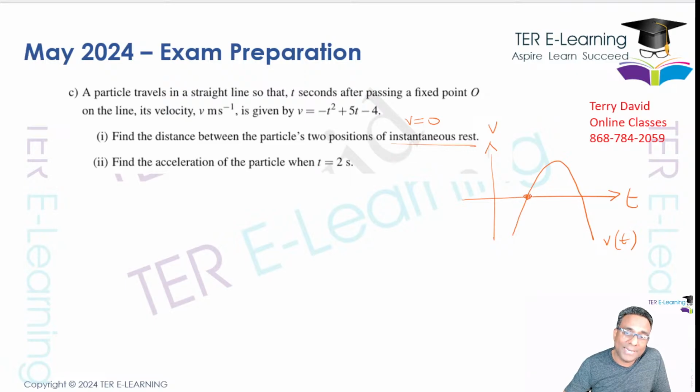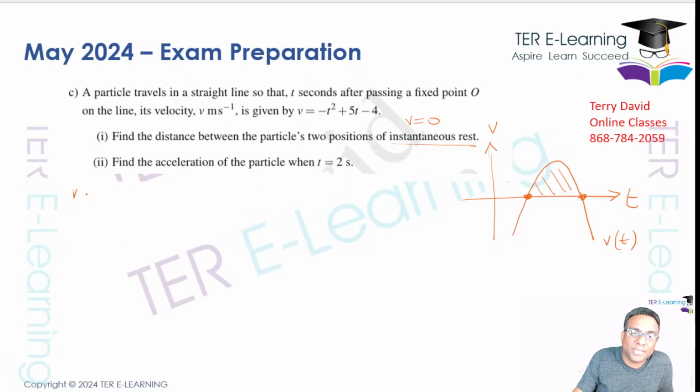So v is 0 here and here, right? Those are two times, and we don't know what those two times are. But we want to work out the distance between those two times. So therefore, this is a velocity time graph, so you want to work out this area here. That's what you want to work out. So before you can do anything, you need to figure out those times.